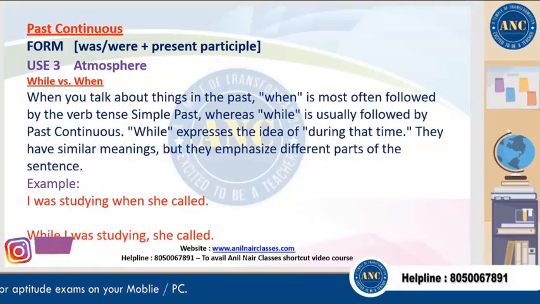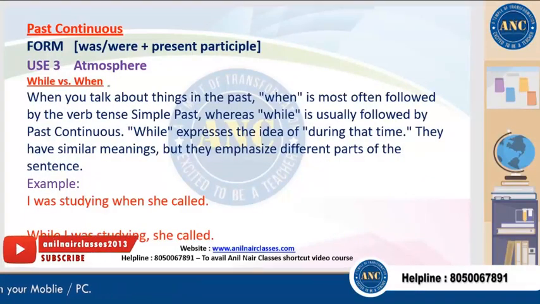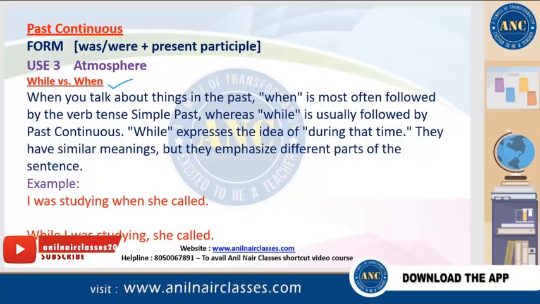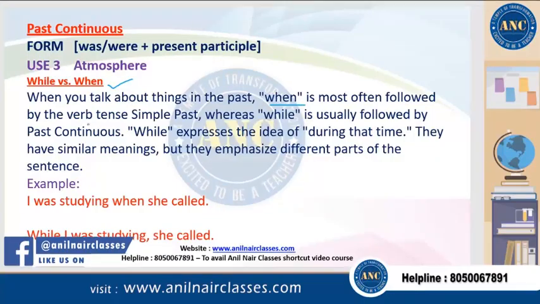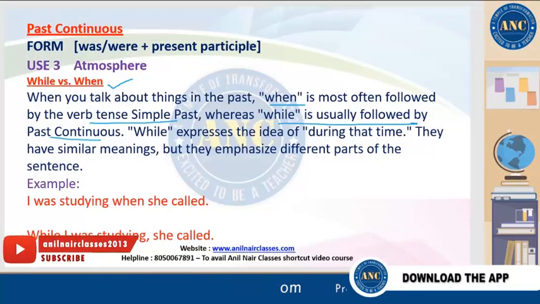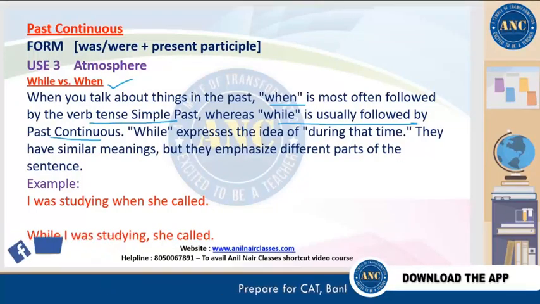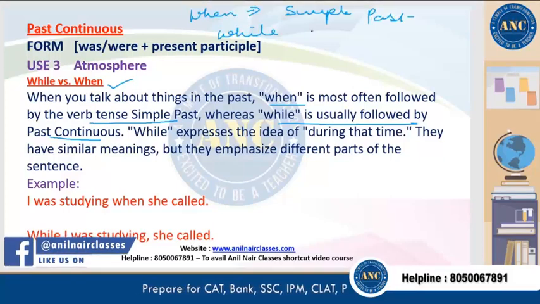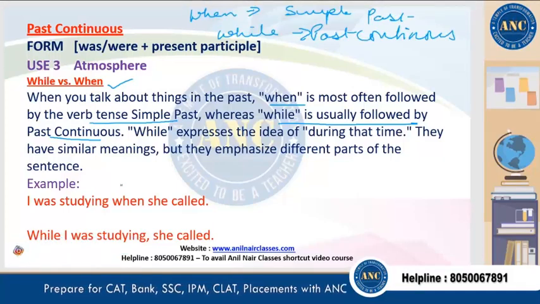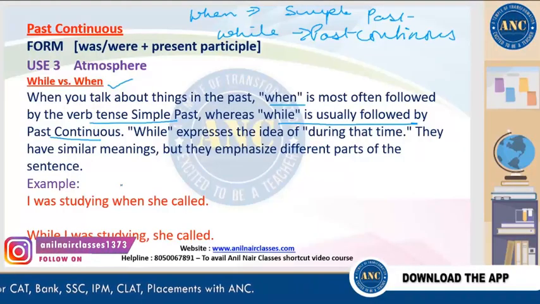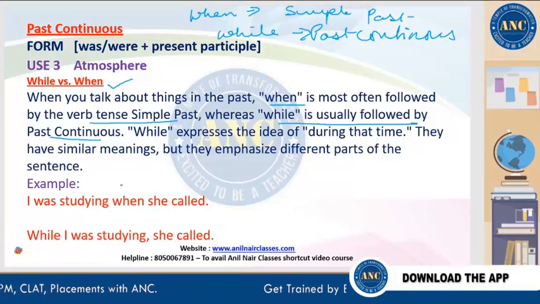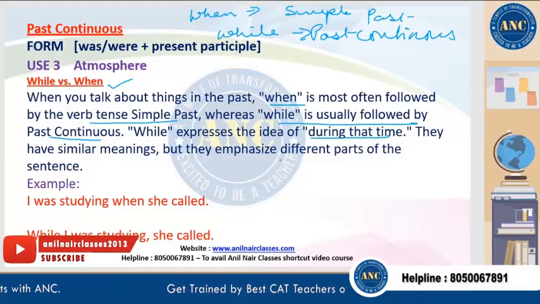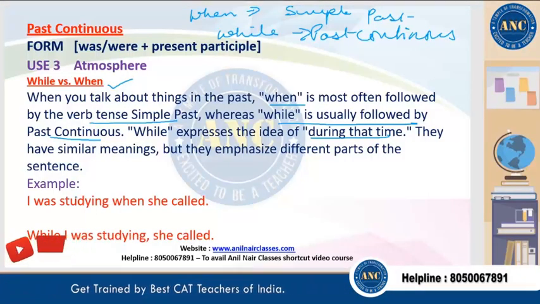Next slide. Again, atmosphere, only by using when and while. When and while both are talking about things in the past, right? When is most often followed by the simple past tense, whereas while is usually followed by the past continuous. So when will have the simple past, whereas while will have the past continuous. Remember that. While expresses the idea of during that time. They have a similar meaning, but they emphasize different parts of the sentence, right? Say, I was studying when she called.